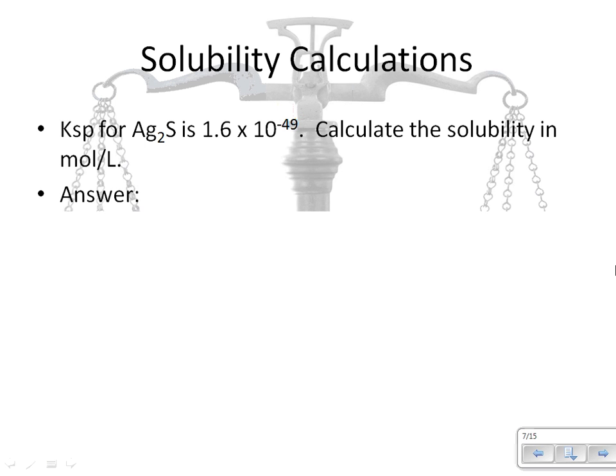So again, before you start anything, write out your equilibrium expression for this. So I've got Ag2S, that's a solid, and we know it's going to break apart into 2 silver ions and 1 sulfide ion. Again, you can set up an ICE chart for this if you'd like. It might help you, so I'll show you how to do that. You could have done it on the last example too, but I'll show you how to do it for this one.